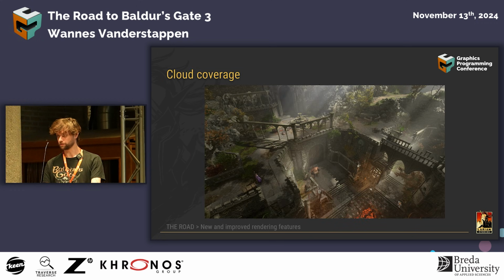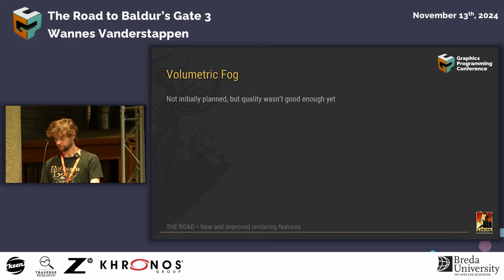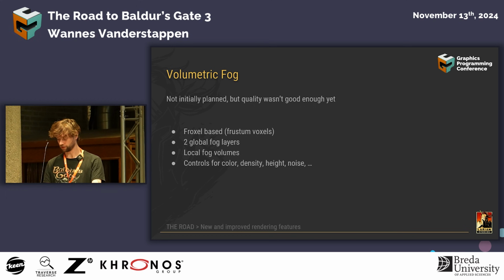And this is an example of a cloud coverage map, which we also added, so artists could paint freely where they wanted shadows and where not, to get these nice overcast atmospheres. And then perhaps the most impactful change that we made visually was adding volumetric fog. This was not initially planned, but we felt the quality was just not good enough yet. So we added a Froxel-based implementation with 2 global fog layers, also local fog volume support, and then we added controls for color, density, height, noise, etc.